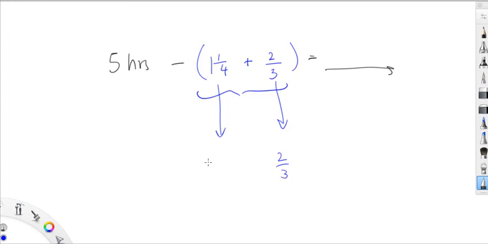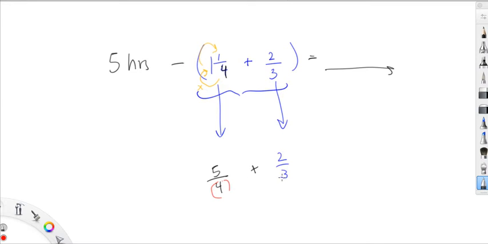1¼ we can change to an improper fraction by going 4 times 1 plus 1, and that equals 4 times 1 is 4 plus 1 is 5, and the denominator is always this number. Cool. And this makes it a little bit easier to add now.